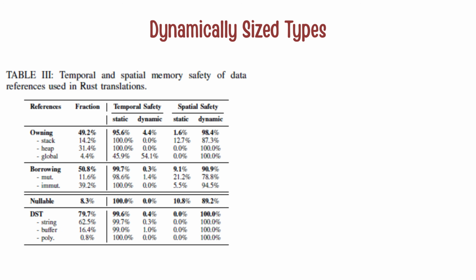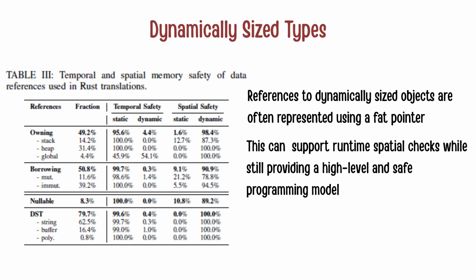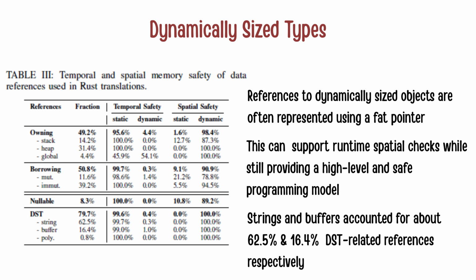Another interesting category is dynamically sized types. In Rust, references to dynamically sized objects are often represented using what's known as a fat pointer. Unlike a simple C pointer, this reference can carry additional information needed to safely work with dynamically sized data. This can support runtime spatial checks while still providing a high-level and safe programming model. And these types were extremely common in the translations. For example, strings alone accounted for about 62.5% of the DST-related references, while buffers accounted for another 16.4%.